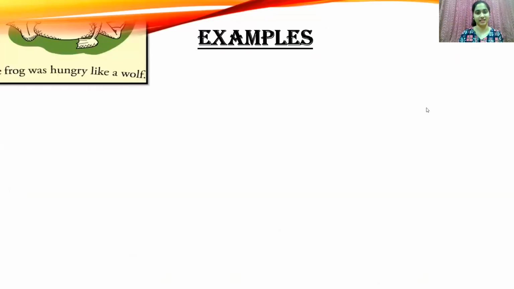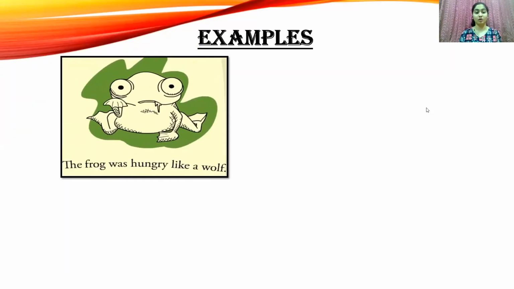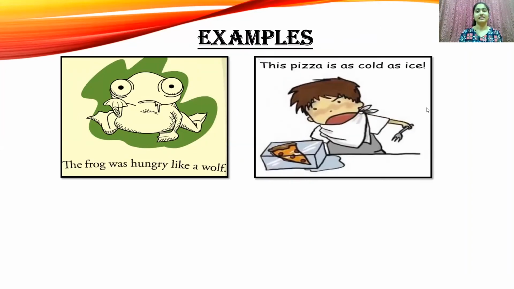Let's have a look at some of the examples. The frog was hungry like a wolf. Again, the frog and the wolf are completely unlike each other. Yet, what you observe is that there is a direct comparison being made between the frog and the wolf. And the common aspect here is that of it being hungry. This pizza is as cold as ice. Here, again, there is a direct comparison being made between the pizza and the ice. And the common aspect here is of it being cold.